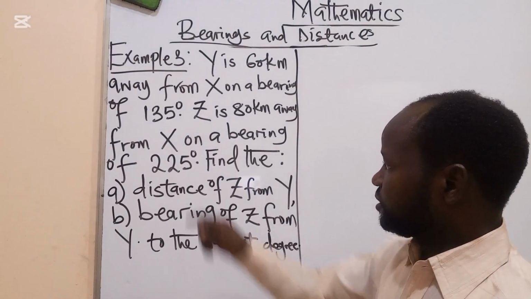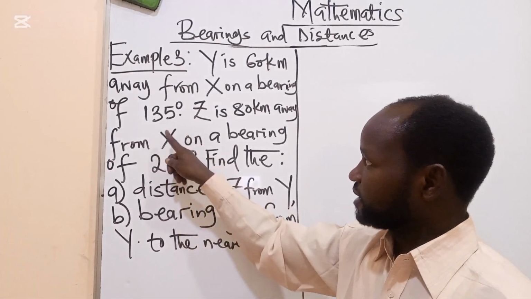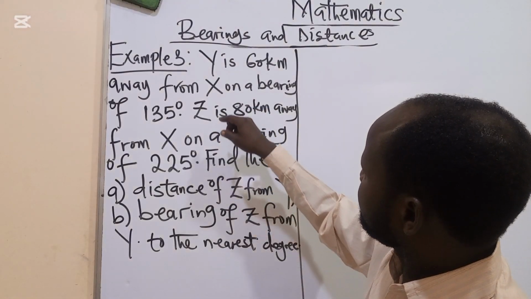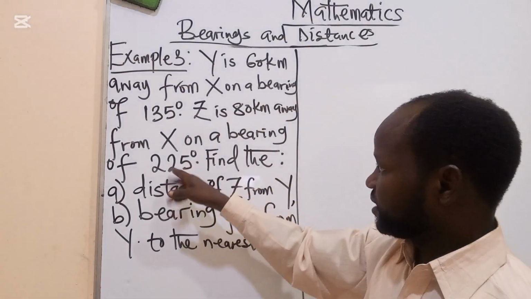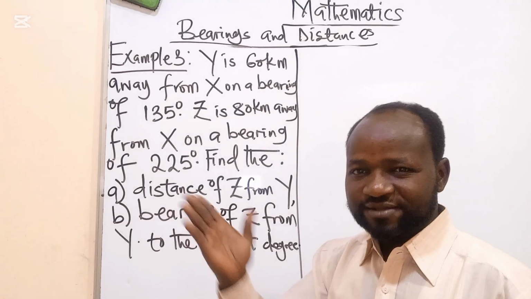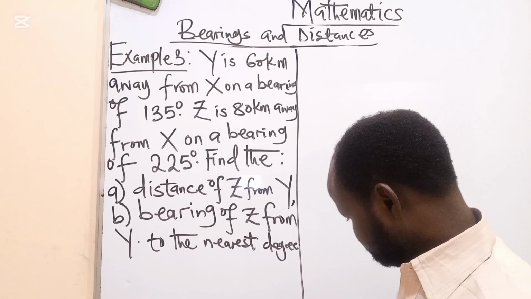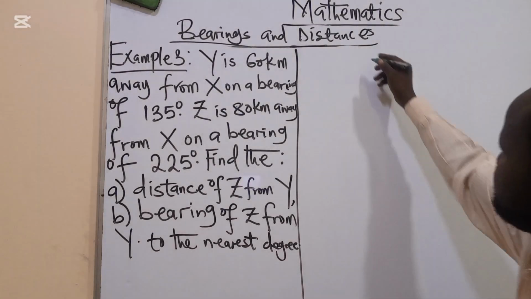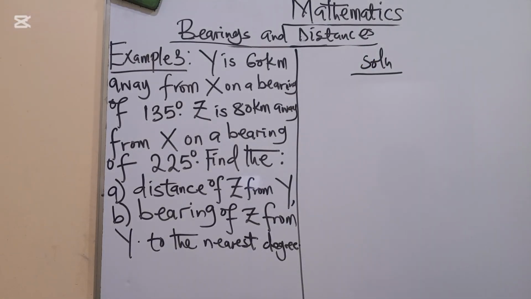If you look at it, all the bearings, this 135 and 225 degrees, are at X. The bearing of Y from X is 135 and the bearing of Z from X is 225. So X will be the reference point. Let's look at how we can interpret this. Very important. To do that, let's sketch the interpretation here and write down the solution.